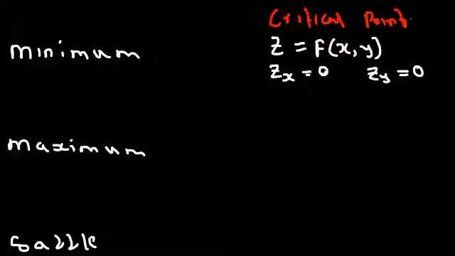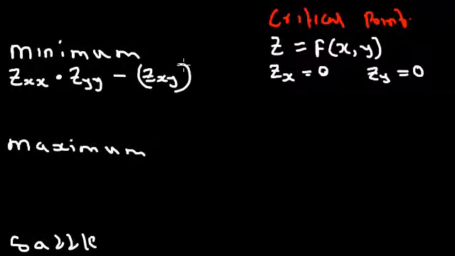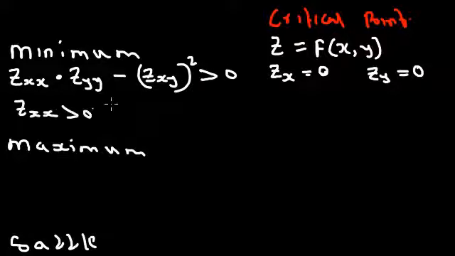Now, the critical point will be any of these three. It could be minimum, maximum, or saddle. So now, to tell which it is, the conditions we have also stated must be satisfied. When will the critical point be a minimum point? It will be a minimum point if z of xx times z of yy minus z of xy all squared is greater than 0, and z of xx is greater than 0, likewise z of yy is greater than 0.